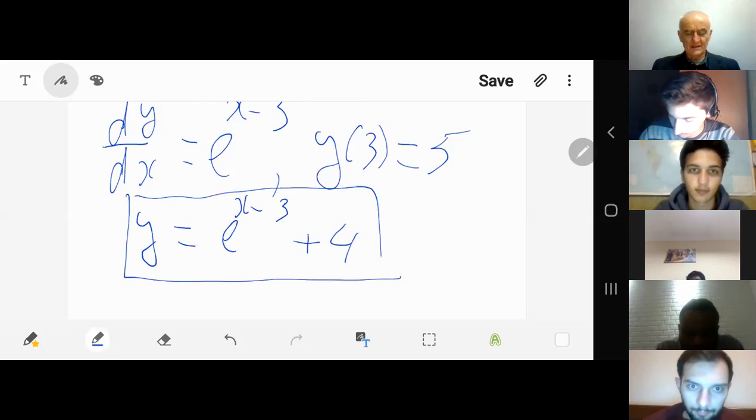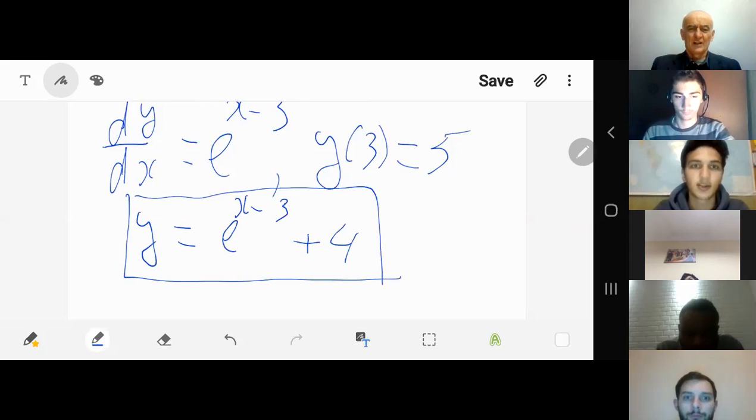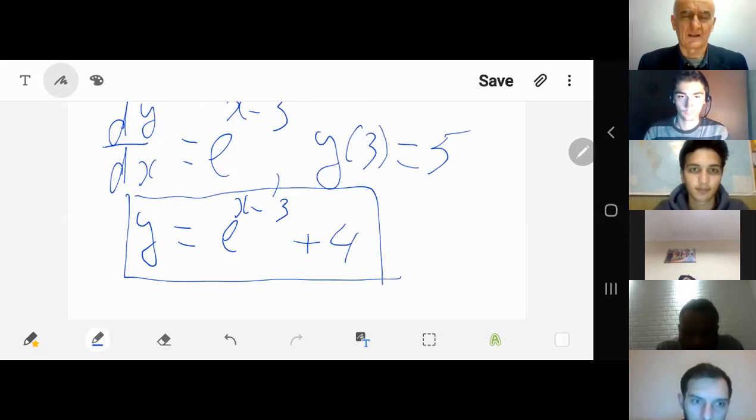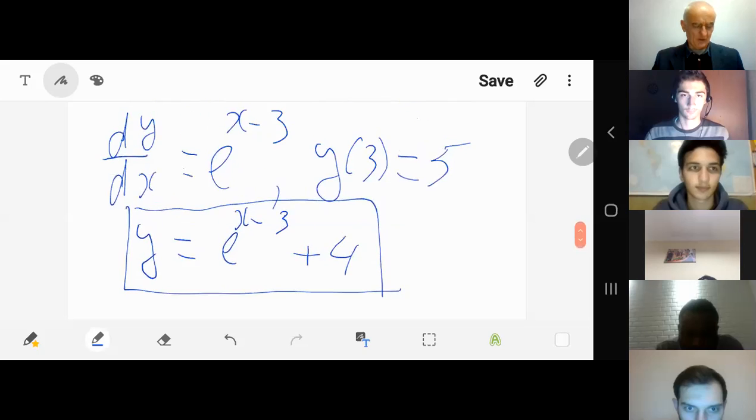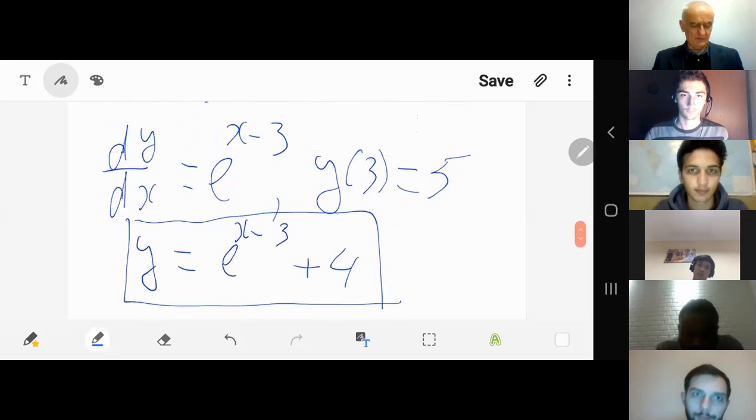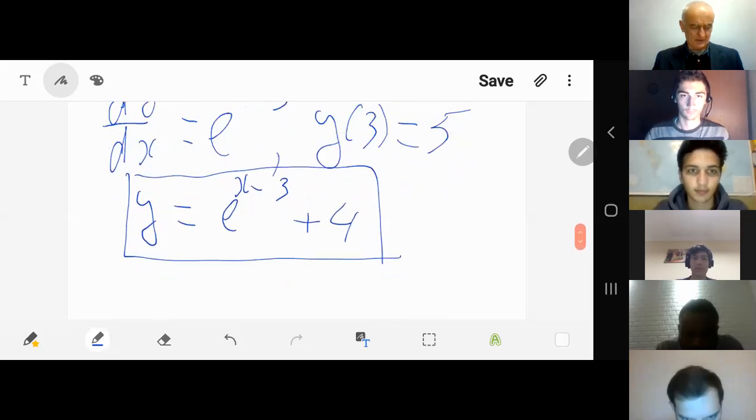So this is not a general function, but it's a particular function. General function is when it involves C. When we find C, it means we have one particular function. Okay, let's solve and we will check Sandro's solution.